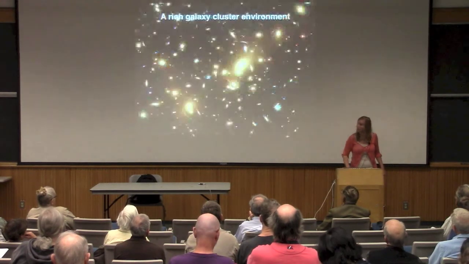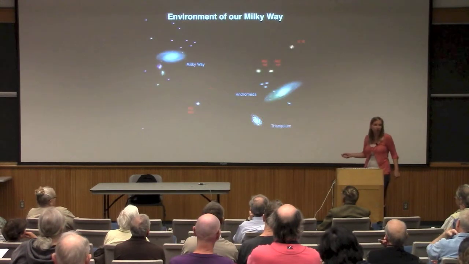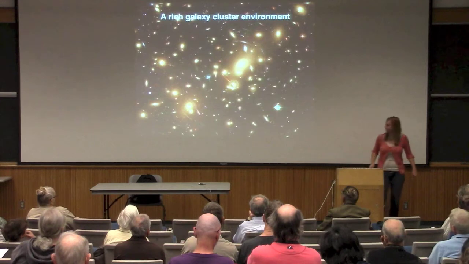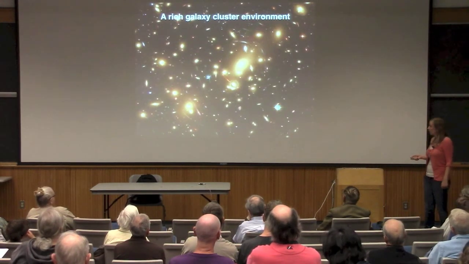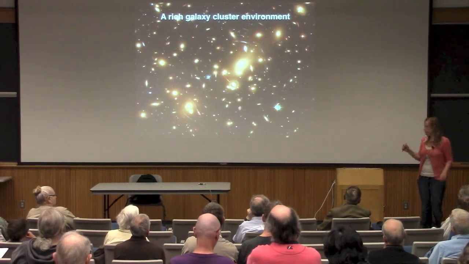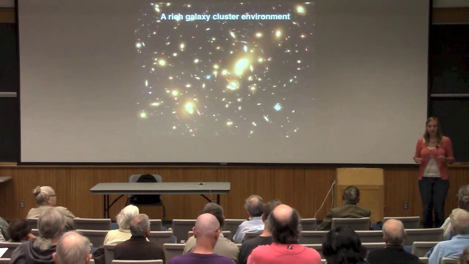See? Just to be fair, this is not a real image. This is more like how we think it looks from far. But this is a real photo taken with the Hubble Space Telescope, and this is a very, very dense environment in the universe. And see, it's full of these elliptical galaxies. This is what we call a cluster of galaxies.